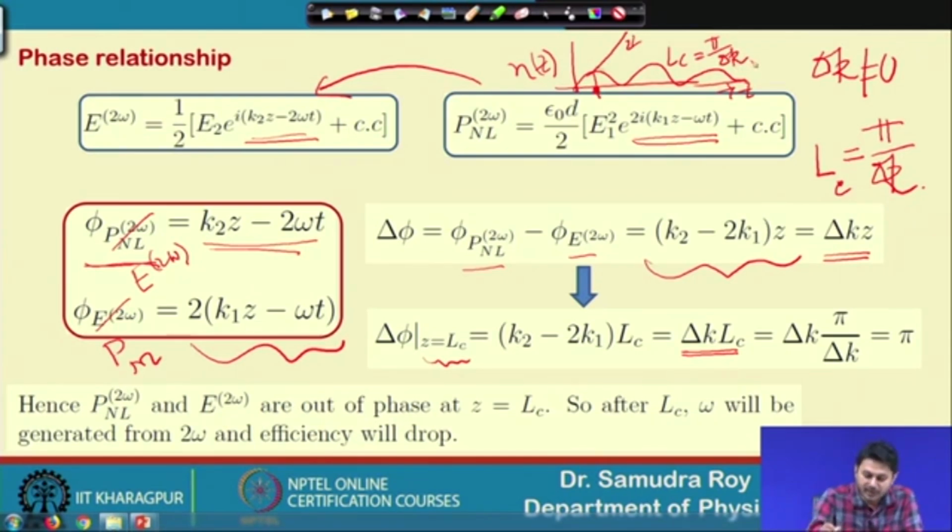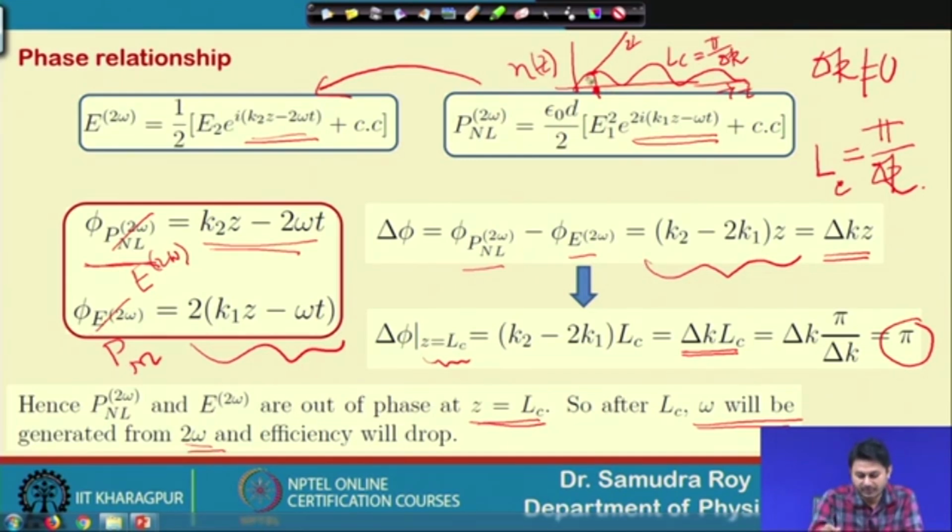So, now if I want to find out exactly at this point what the phase difference between these two is, we find that the phase difference is exactly pi. So, a pi phase difference is there at this point where the efficiency is maximum. Now, after that what happened? If I go beyond that, then we find that the efficiency is now dropping down. That means P and E are out of phase exactly at the point z equal to LC. So, after LC what happens is that omega will not generate 2 omega; rather, omega will be generated from 2 omega.